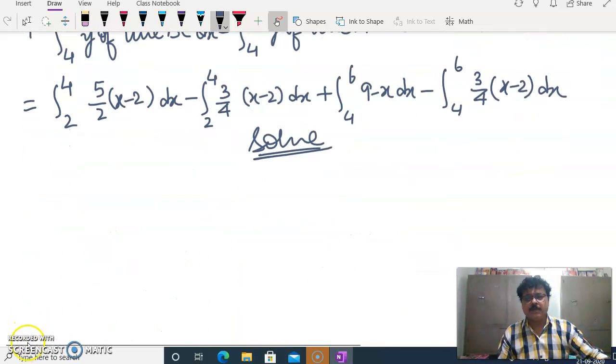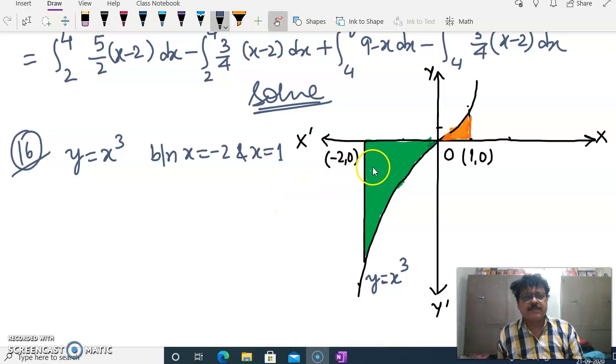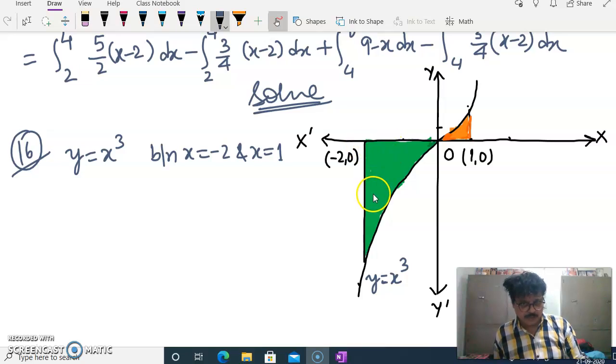Okay, now let us take one more. In question 16 we have to find the area bounded by the curve y is equal to x cube, the x-axis and the ordinates x equal to minus 2 and 1. So I've written this, we have drawn the diagram and we have shown the shaded region. As we have discussed earlier, the portion below the x-axis, that is the green part, will be a negative part.